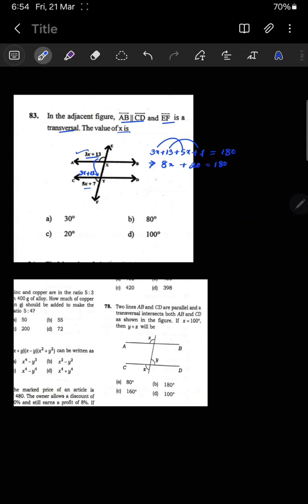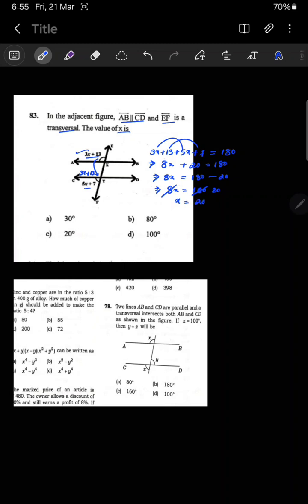Now 8x is equal to 180 minus 20. If you change the side, your sign will change, so plus will become minus. So 8x is equal to 180 minus 20, which is 160 degrees. Now if you divide 160 by 8, 16 goes 2 times, then you put 0. So x is equal to 20.